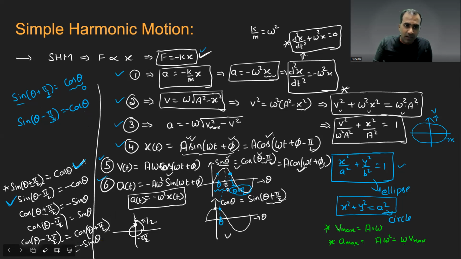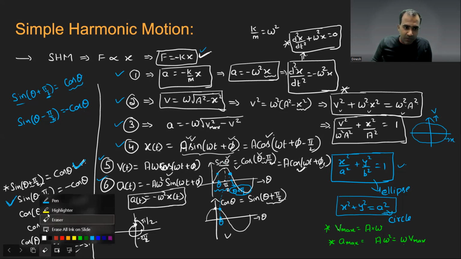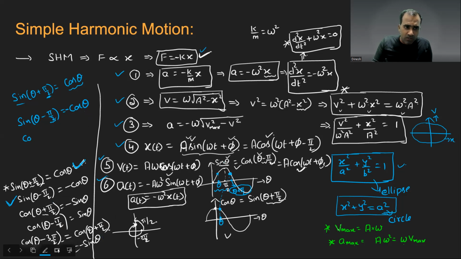Yeah, let's try for cos also. You do it along with me. Cos of theta plus pi by 2. When you have added plus or minus pi by 2 to the original angle theta, you can express it as sine of the original angle. But the question is, is there a minus sign or not?